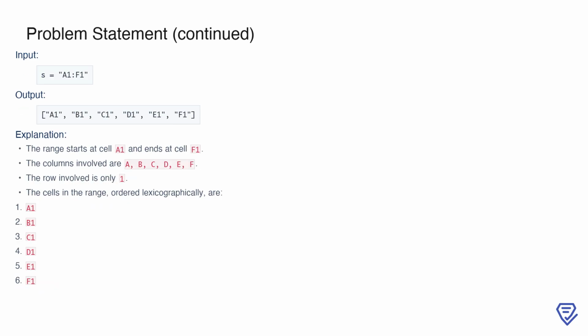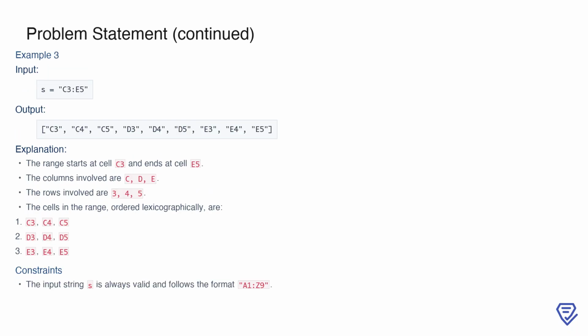Now, consider the second example, where the input is S equals A1:F1. Here, the range begins at cell A1 and ends at cell F1. This time, the columns involved are A, B, C, D, E, F, but the row involved is only 1. Since the range spans a single row, we simply list all the columns in their natural order from A to F, while keeping the row number fixed as 1. The resulting output is A1, B1, C1, D1, E1, F1. This example highlights how the problem handles ranges that stretch across multiple columns but remain within one row.